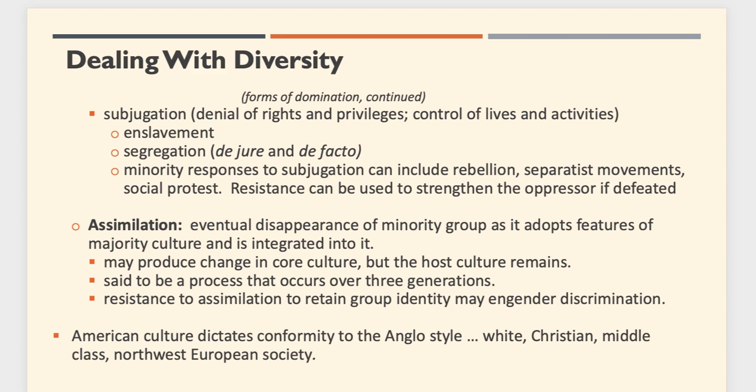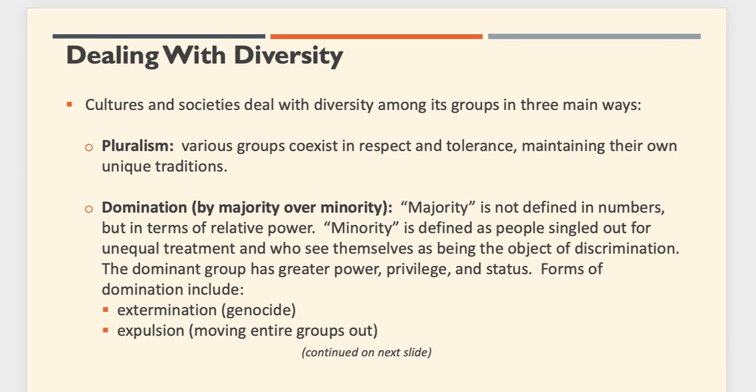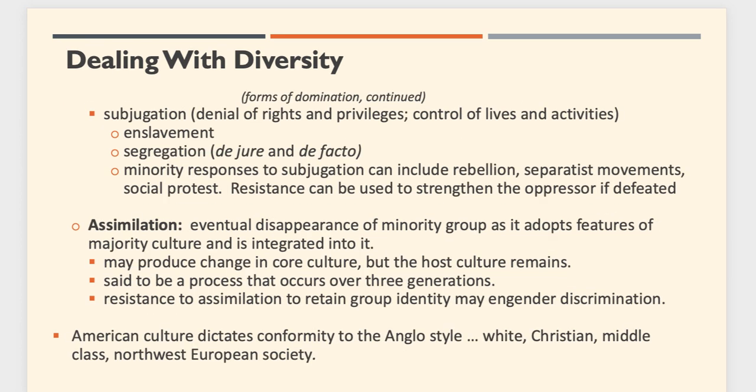The third way, going back to the previous slide, we talked about different ways that the majority are controlling minority and a response to that, one being pluralism and then domination. And now the third method is assimilation, which involves the eventual disappearance of the minority group as it adopts features of the majority culture and is integrated into it.